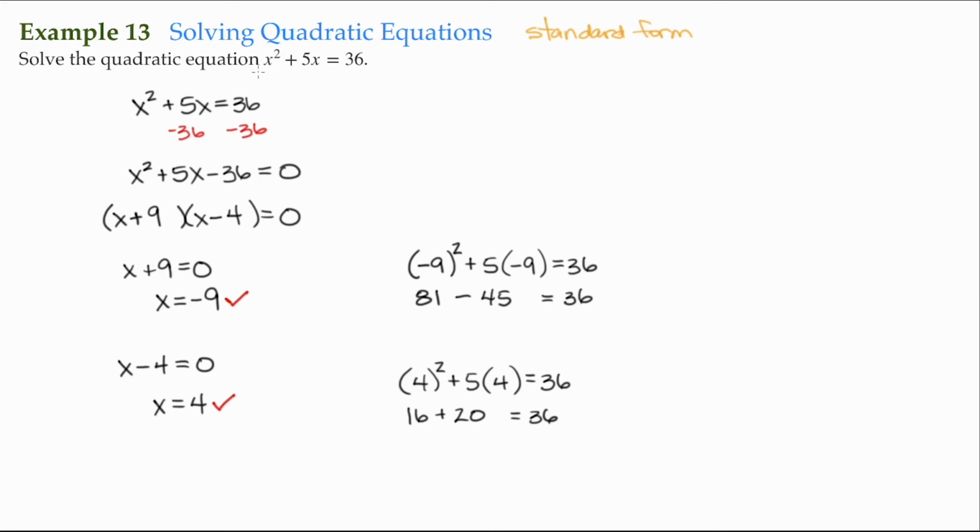So the solutions to the quadratic equation, x squared plus 5x equals 36, are where x can equal negative 9, and x can also equal 4. And there we go.